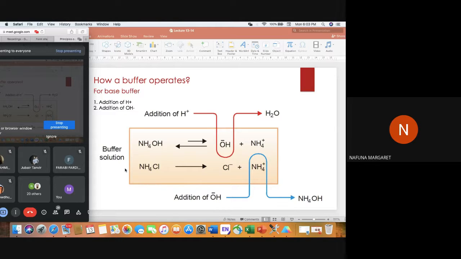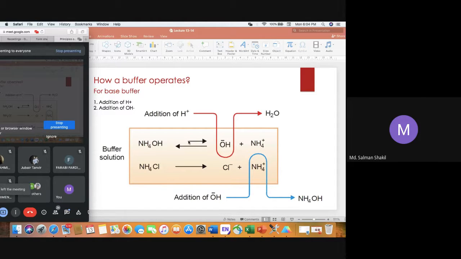Then, as we add the hydroxide base, that means we are adding hydroxyl ion, right? This hydroxyl ion will interact with ammonium ion, and it will form ammonium hydroxide. As this is a weaker base, it will not dissociate a full amount. It will dissociate a very small amount.